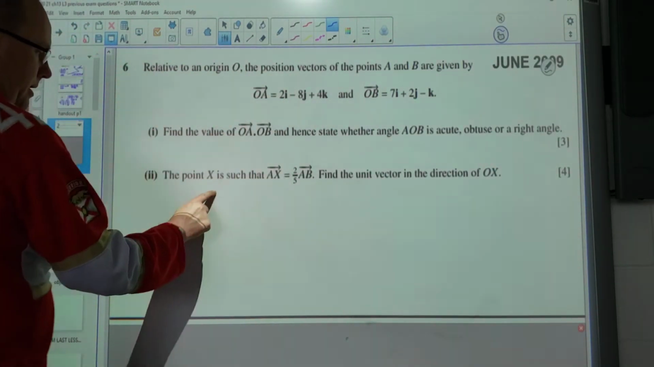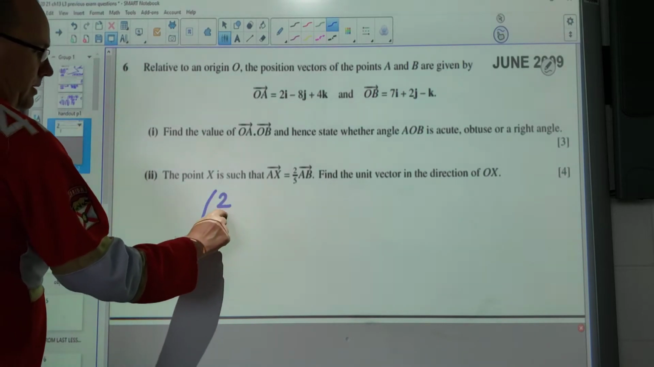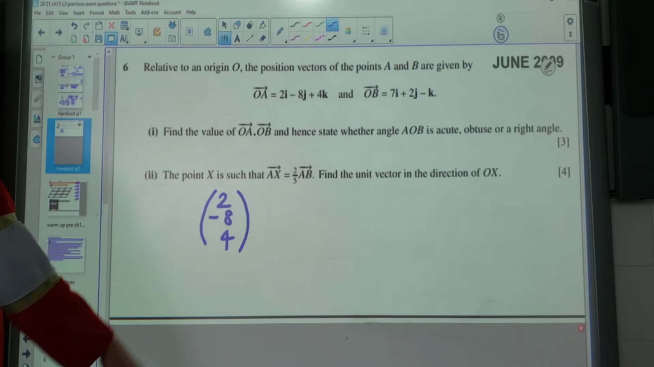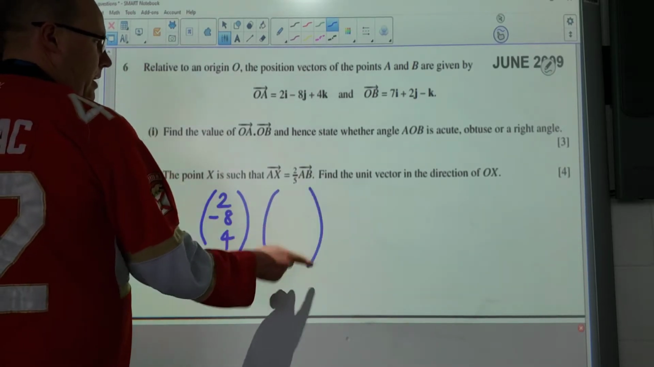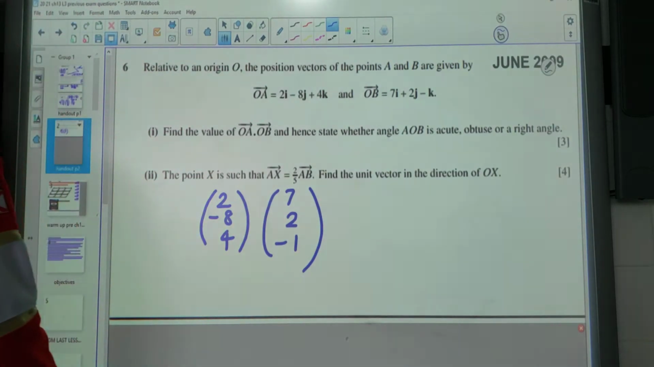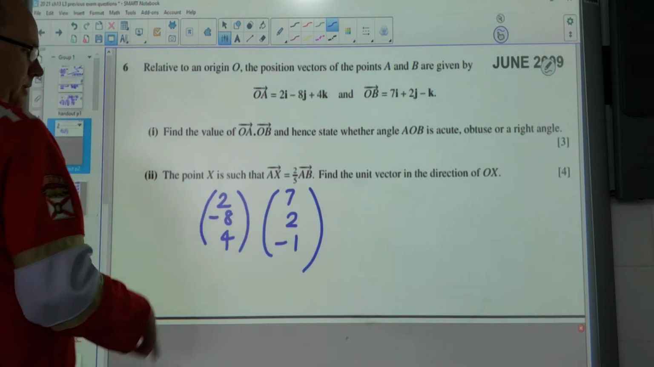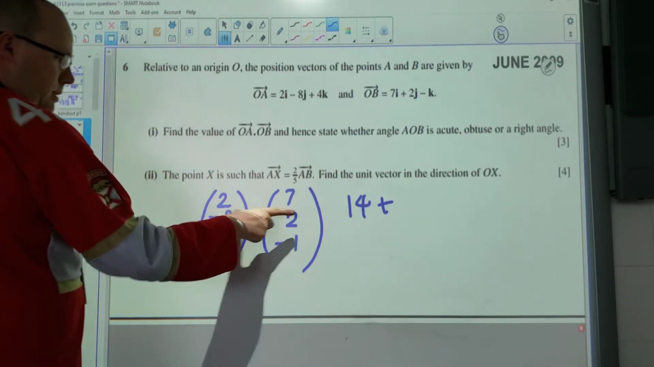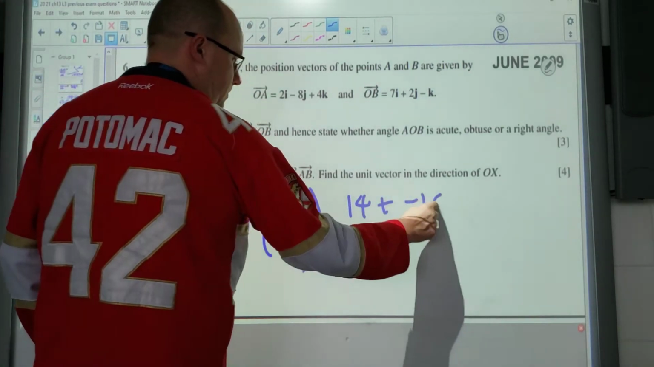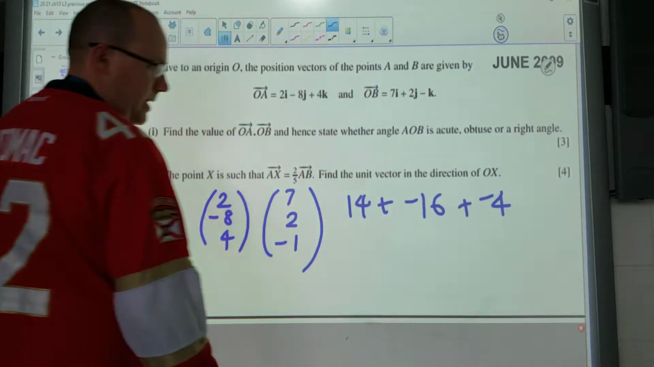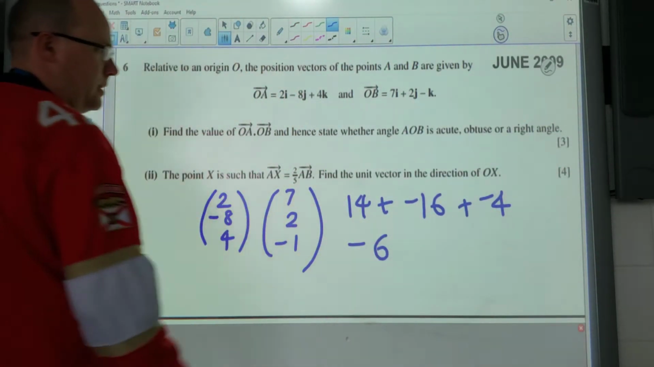So O dot A, and I sometimes think it's easier to write them as column vectors. So I'm just taking the numbers, the coefficients of i, j, and k. And for OB, 7, 2, and -1. So if I'm working out just the dot product at this point, I'm just multiplying and adding. So 14 plus -16 plus -4. And if I add those together, I get -6.